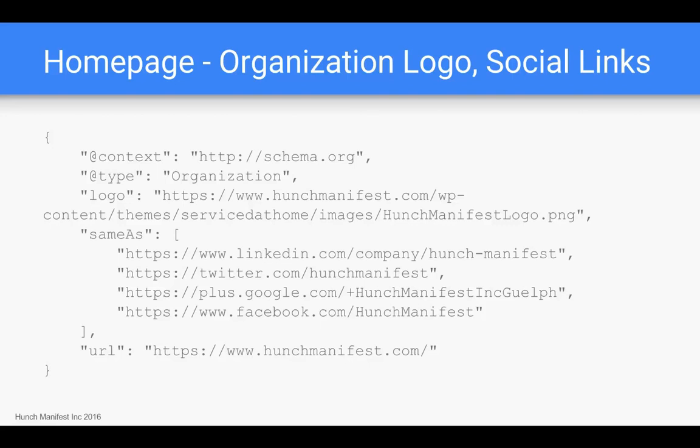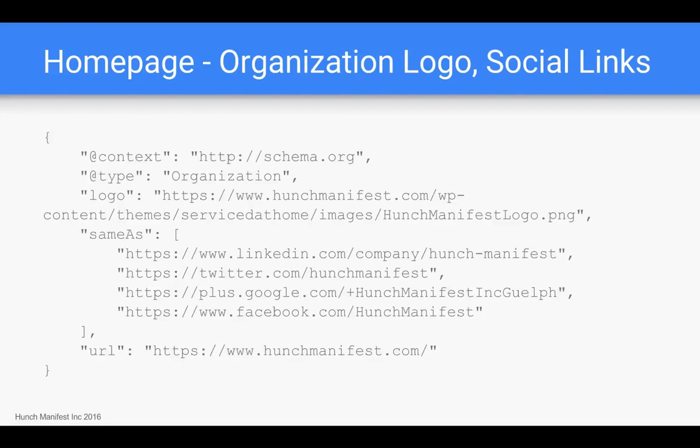For the social links, you use sameAs. sameAs is a property that tries to describe a link to some third party or some other website with information about the exact same topic. So this topic here is Hunch Manifest, and what we're talking about is an organization that is also similarly represented by this LinkedIn profile or this Twitter handle, this Google Plus page and Facebook page. Those are other representations of that same thing. So that's why you would use sameAs, and this is the way you can create these social links.